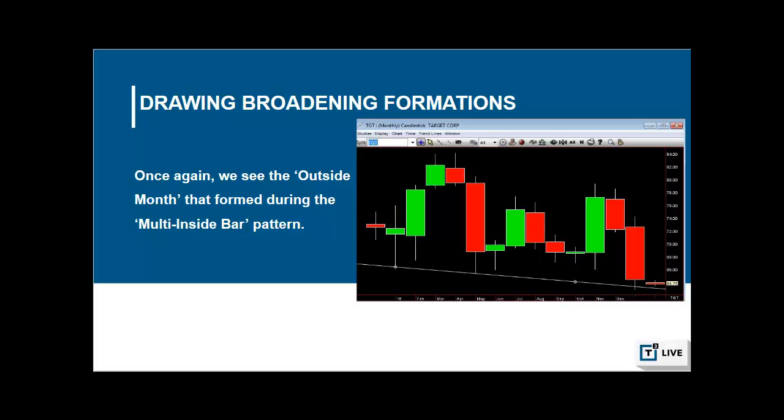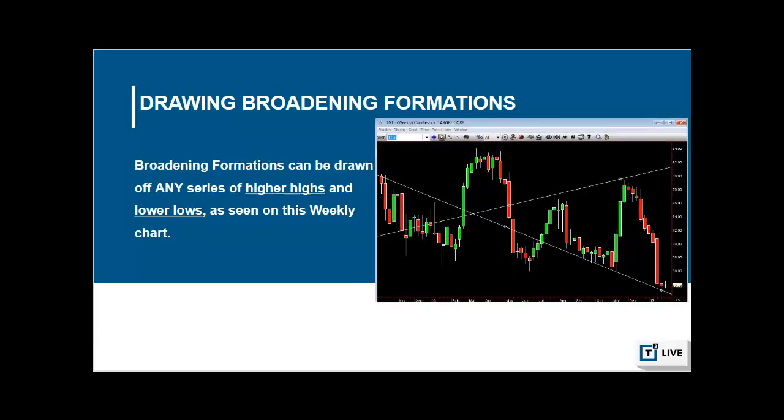So once again, if we see the outside month that formed during the multi-bar pattern, what do we know to be true about that? Fractal triangle. If we draw off any series of higher highs and lower lows, you can see this. Here's some lows, here's some highs, and it comes right down into it. So that's one way you could draw it.